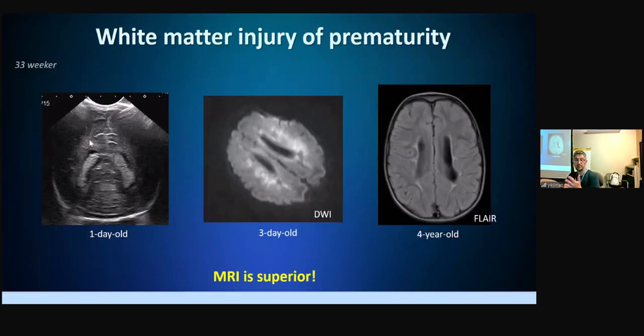MRI is superior. Here is an example. 1 day old, we do the ultrasound. It's a normal study. But when we do the MRI on the 3rd day of life, we see infarction of the periventricular white matter. So MRI shows this, and this is the same patient at 4 years old. We can see gliosis and loss of white matter.